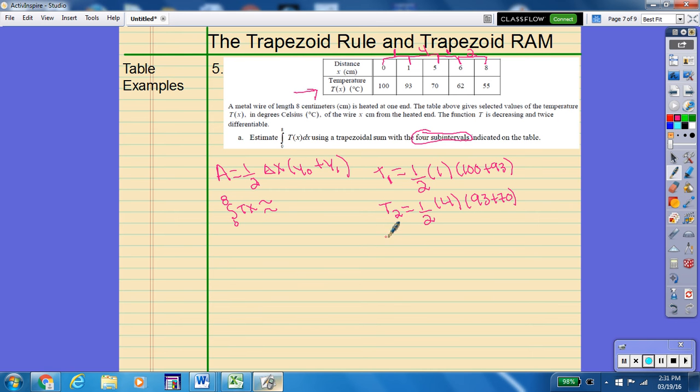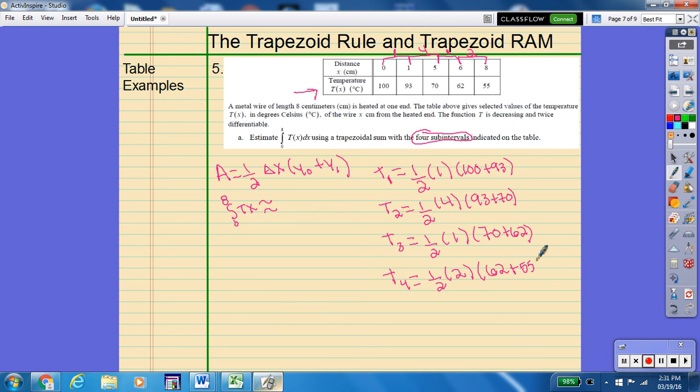And then I'm going to have to do the third trapezoid. The third trapezoid goes from 5 to 6, so we're back to 1 as my delta x. But this time it's 70 plus 62. And then trapezoid 4 is going to be from 6 to 8, so it's 1/2 times 2. And I'm adding the bases, which is 62 plus 5.